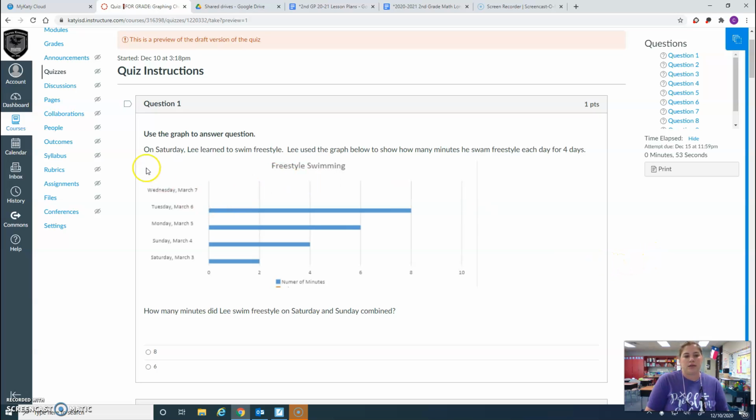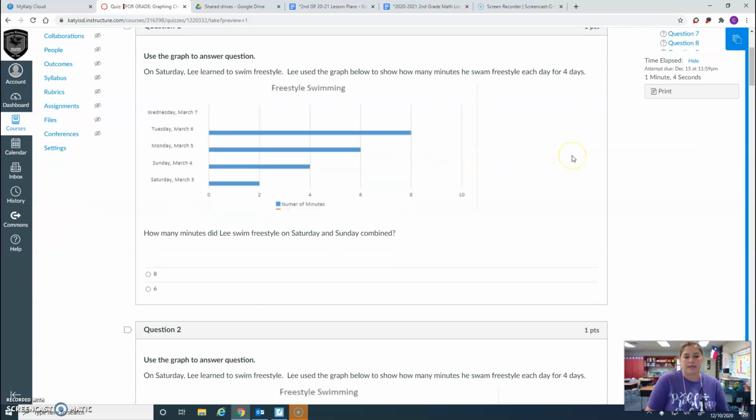Question 1. On Saturday, Lee learned to swim freestyle. Lee used the graph below to show how many minutes he swam freestyle each day for 4 days. How many minutes did Lee swim freestyle on Saturday and Sunday combined? 8 or 6?